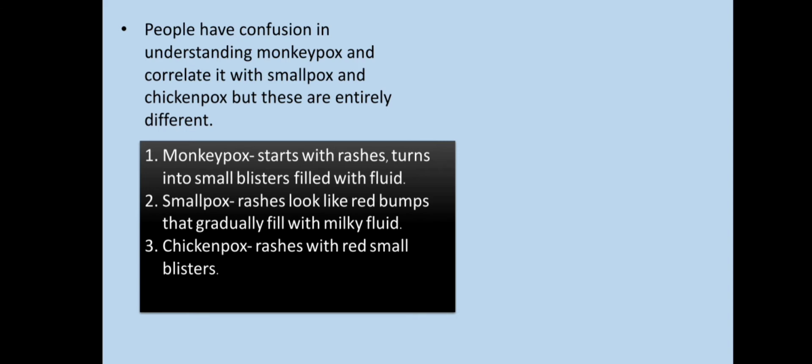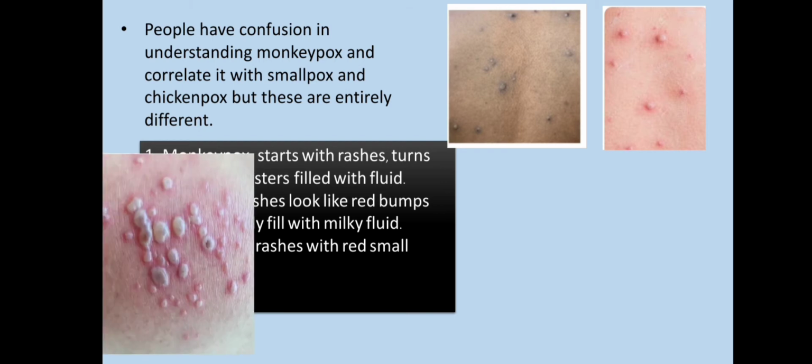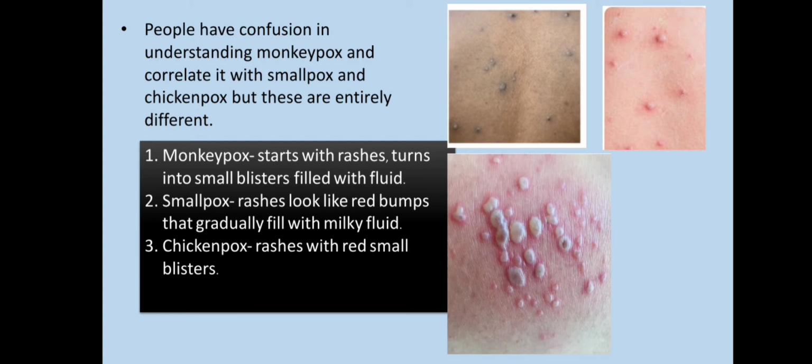First, this is the skin layer of monkeypox. Then the next one is the chickenpox-affected skin layer. So now correlate and compare the two. The left one is monkeypox-affected and the right one is chickenpox-affected. And now here comes the skin layer of smallpox-affected skin. Here the blisters are somewhat large and the fluid that fills them seems to be milky whitish. This way we can easily distinguish among these three.